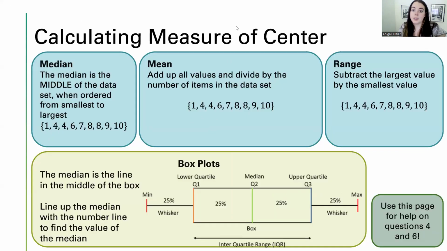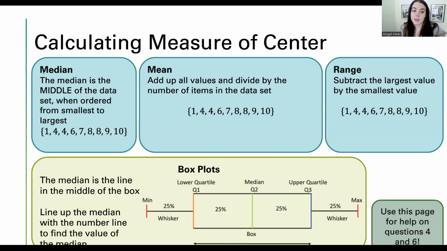Next, we can calculate the best measure of center. So we've already talked about a few of these words on the last slide. Now we're going to work on solving them. We've got median, mean, and range. So let's go over all 3 of those. None of these should be new. You did learn these last year, but just a refresher, the median is the middle of the data when the data set is ordered from smallest to largest.